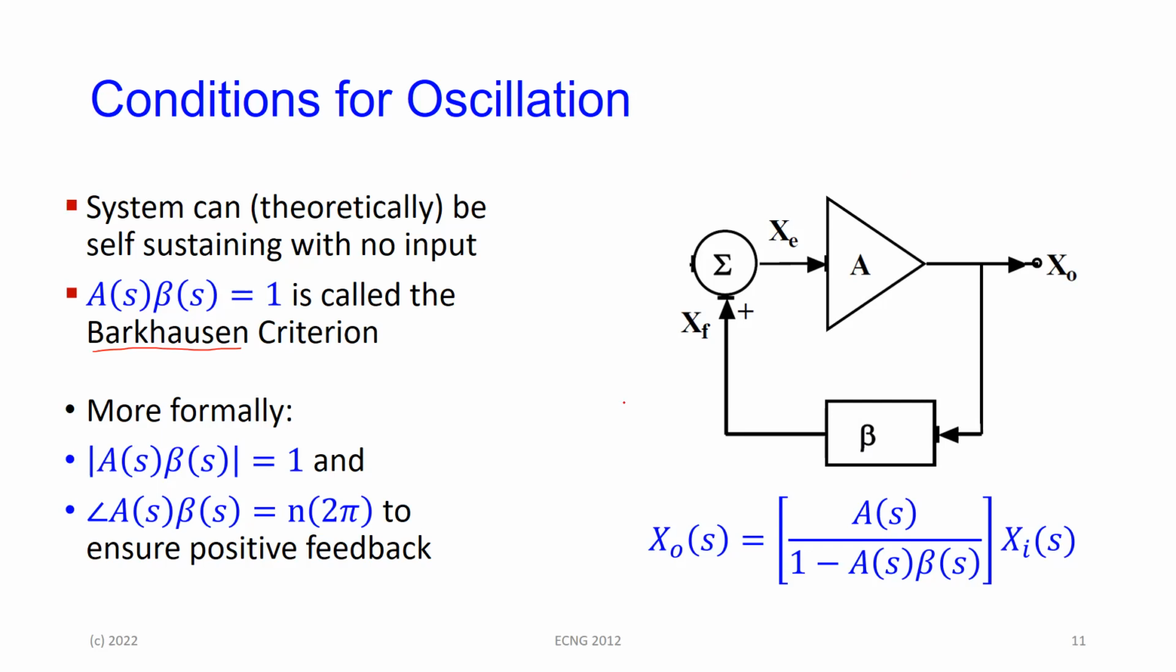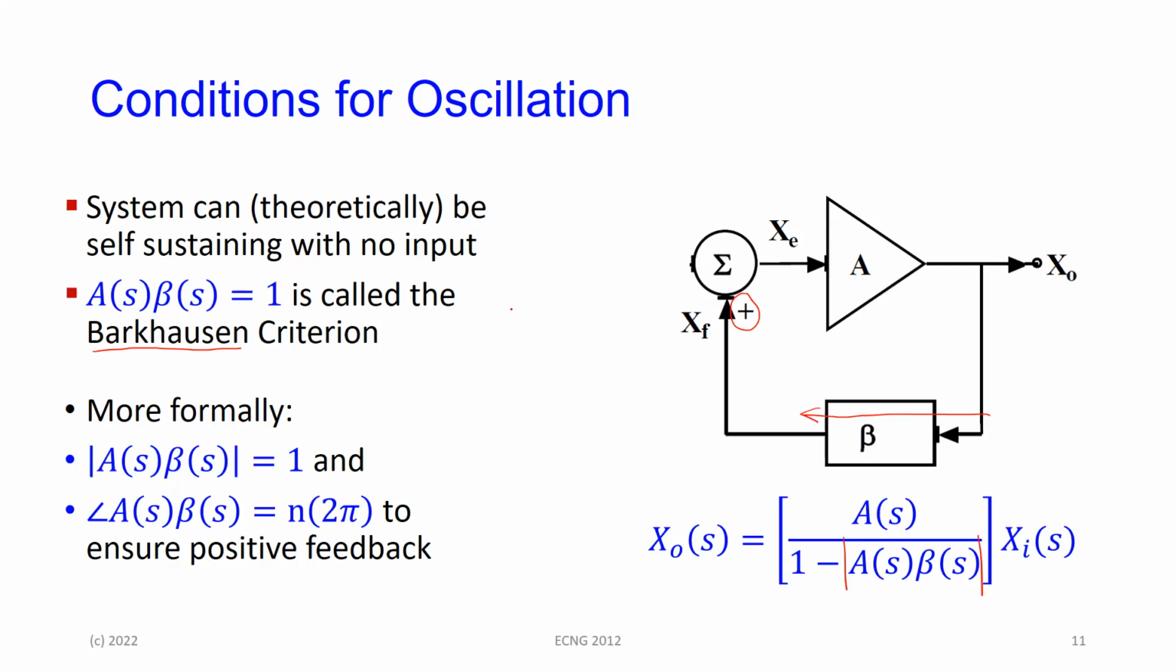oscillate. More formally, the magnitude of A and beta must be equal to 1. So this here, whatever this is, the magnitude of it must be equal to 1. So 1 minus 1 is 0. And then the second thing, in order to get positive feedback, whatever signal goes through here must have 0 phase change. In other words, it must be in phase. It must be in phase with whatever is coming back in.